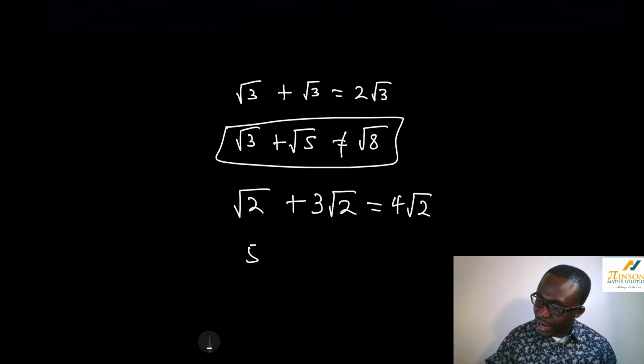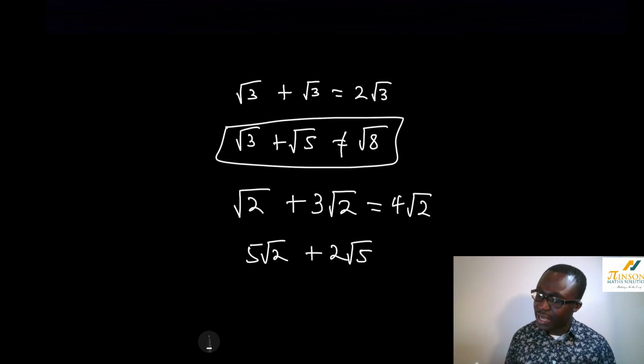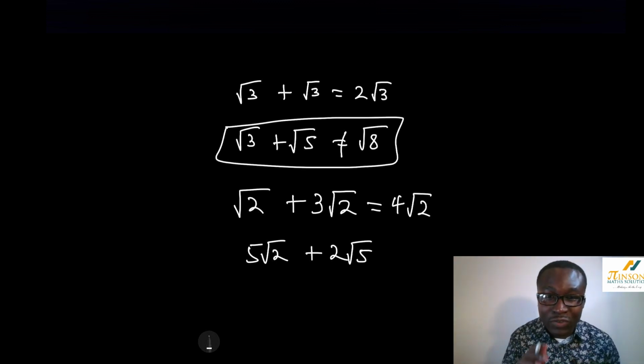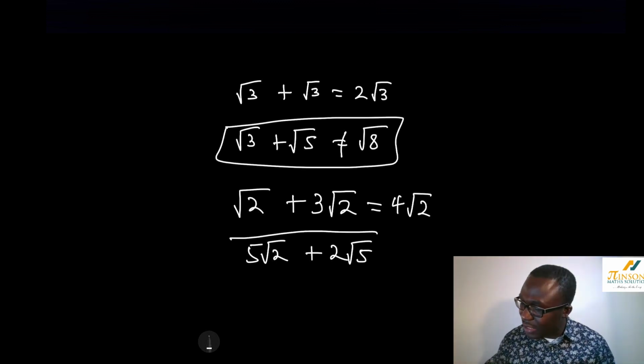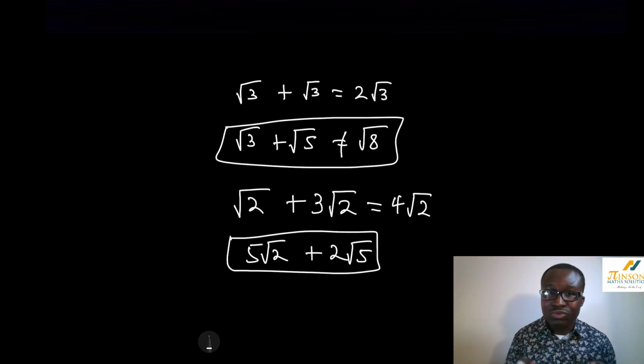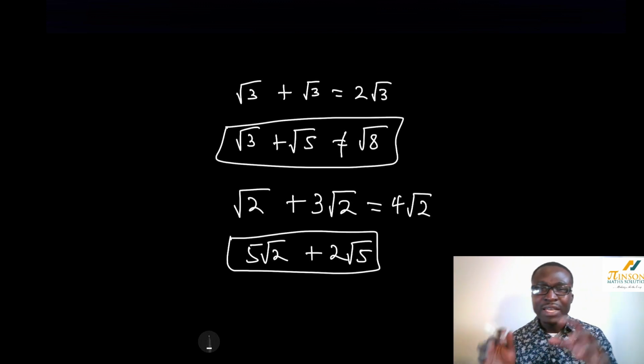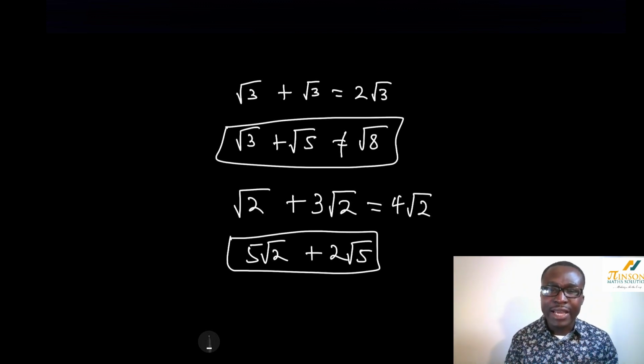But if I have 5 square root of 2 and I add it to 2 square root of 5, don't get fooled. Even though the numbers are different, they cannot be added. Why? Because the roots are different. This is root 2 and that is root 5. Again, they are non-like terms. Non-like terms cannot be added. Non-like terms cannot be subtracted. Therefore, when you are simplifying surds, you've got to check, are they alike?